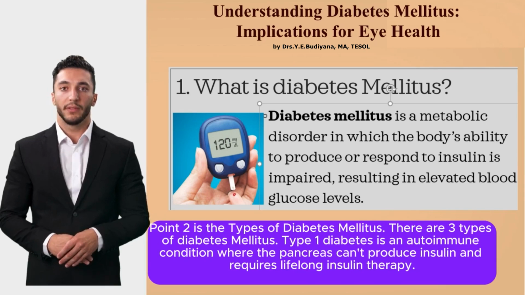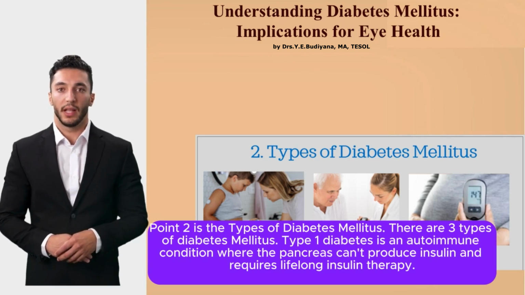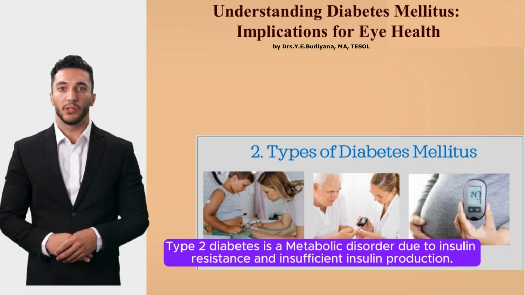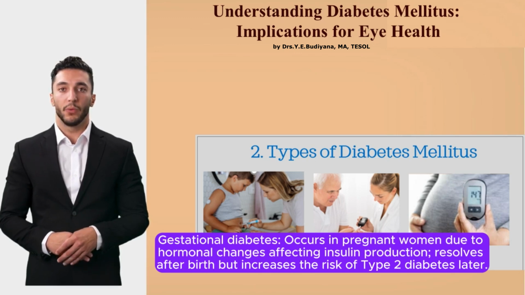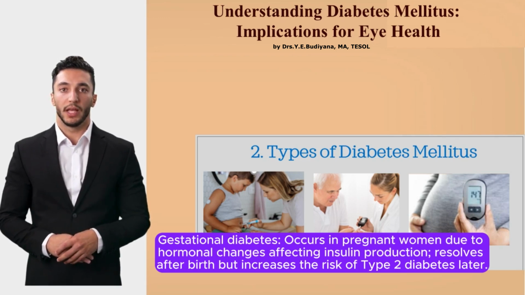Point 2 is the types of diabetes mellitus. There are 3 types of diabetes mellitus. Type 1 diabetes is an autoimmune condition where the pancreas can't produce insulin and requires lifelong insulin therapy. Type 2 diabetes is a metabolic disorder due to insulin resistance and insufficient insulin production. Gestational diabetes occurs in pregnant women due to hormonal changes affecting insulin production. Resolves after birth, but increases the risk of type 2 diabetes later.